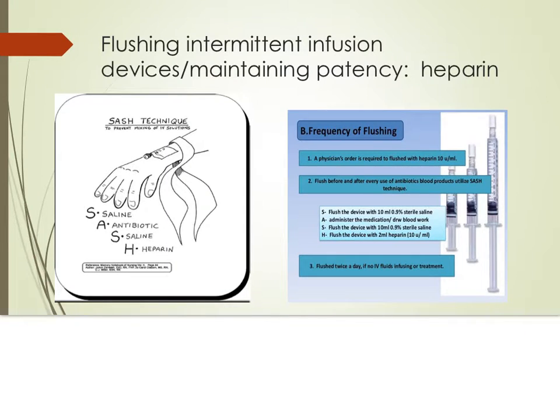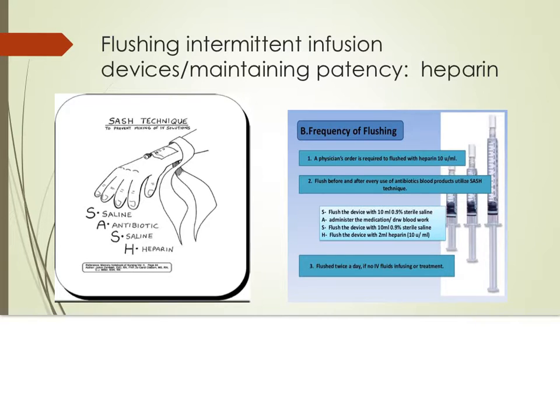When a heparin flush is ordered, your facility policy will likely be similar to the example noted on this slide. The acronym SASH is useful for remembering the steps in the procedure. First, flush the device with normal saline, 10 milliliters. Next, administer the medication such as the piggyback antibiotic.